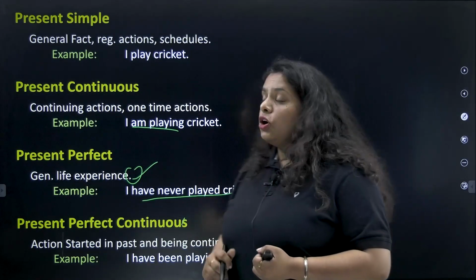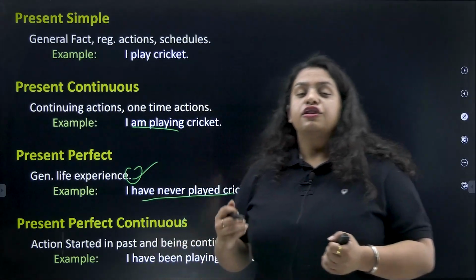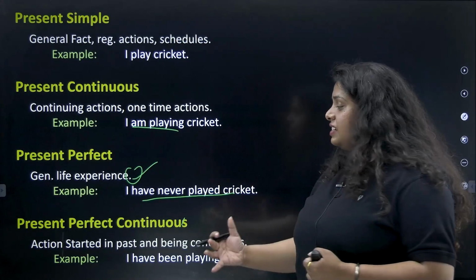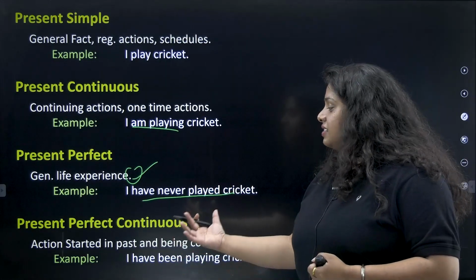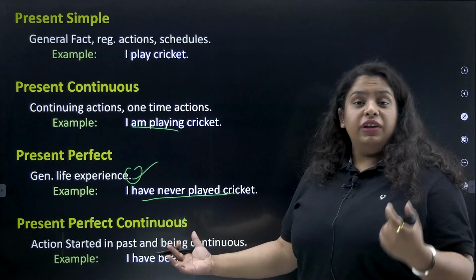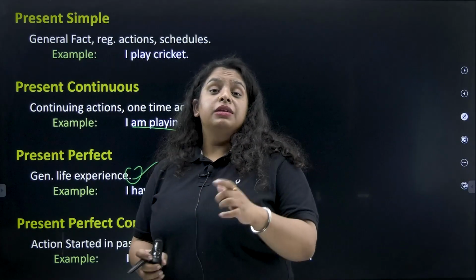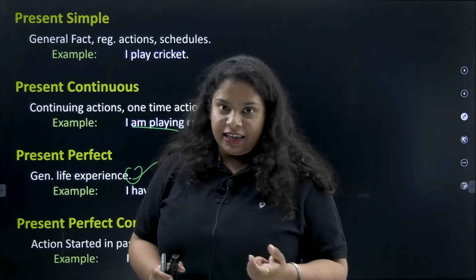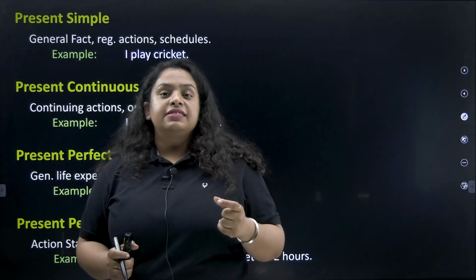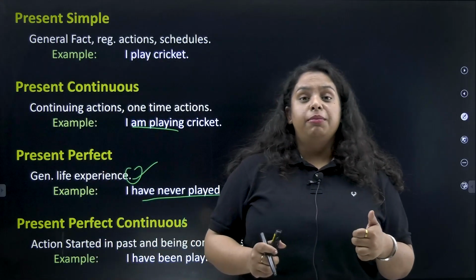Then the last is your present perfect continuous tense. So present perfect continuous tense के लिए क्या होता है? It tells us about an action which started in the past and is being continued, जो कि हम इनकी literal definitions में भी पढ़ते हैं. So present perfect continuous tense में क्या होगा? What is the thumb rule to remember it?